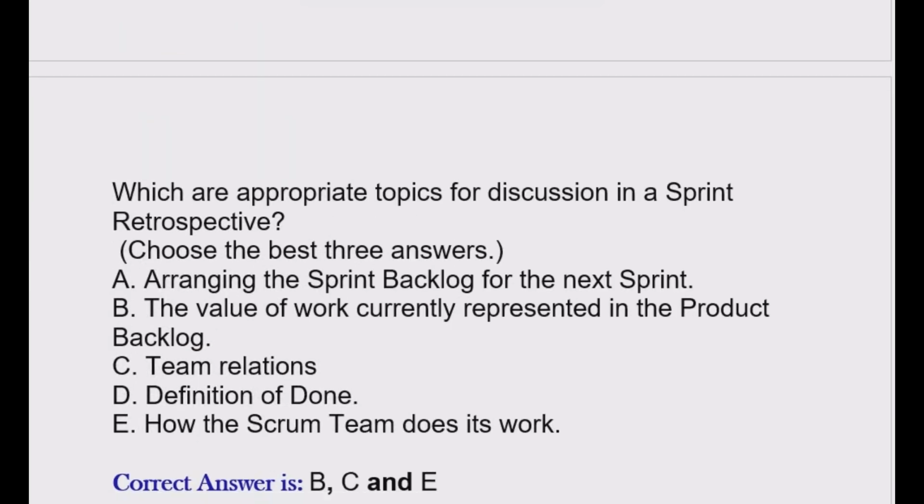Question is, which are appropriate topics for discussion in a sprint retrospective? Option A, arranging the sprint backlog for the next sprint. Option B, the value of work currently represented in the product backlog. Option C, team relations. Option D, definition of done. Option E, how the Scrum team does its work. Correct answer is option B, C and E.